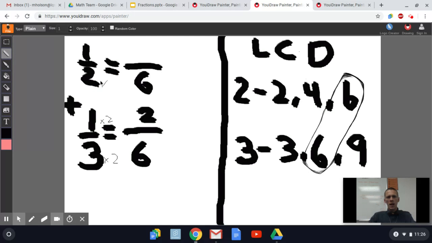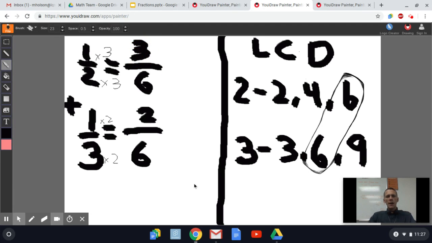2 times what number will give me 6? Perfect, 3, because 2 times 3 is 6. Now remember, whatever you do to the bottom, you have to do to the top. We multiply the bottom by 3, we have to multiply the top by 3. So 1 times 3 gives us 3. Sorry about that, let me switch it over here. So we'll get our 3.